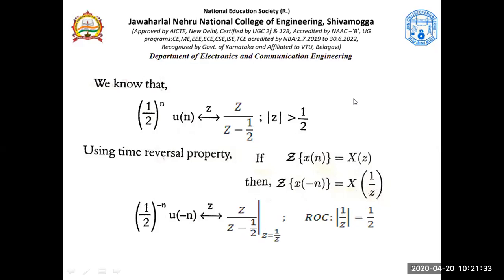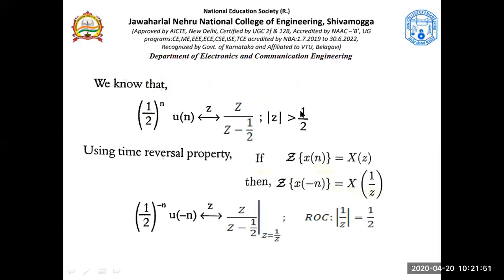Okay. Now, how does this look now? Therefore, (1/2)^(-n) u[-n] comes like this. So if you replace z by 1/z, this is how it becomes. And if you replace z by 1/z, this is how the z looks now. Earlier it was |z| > 1/2. Now it has become |z| < 1/2.